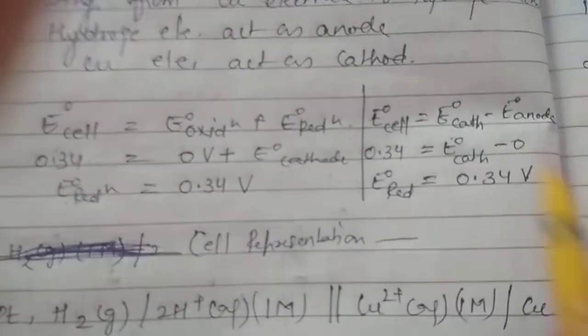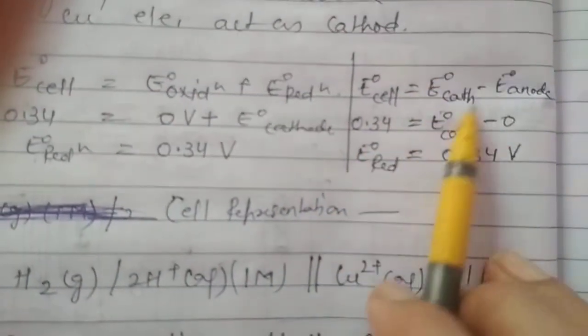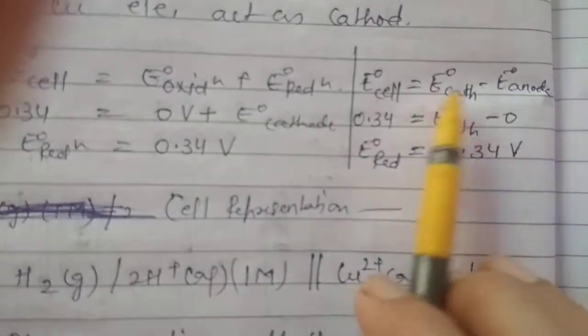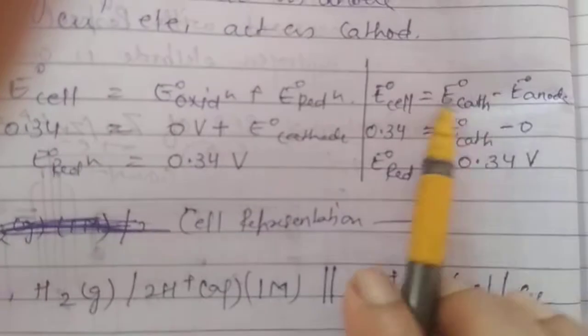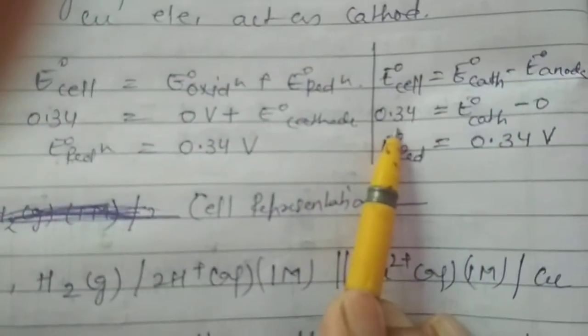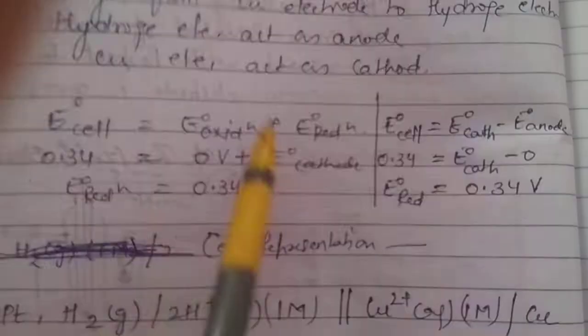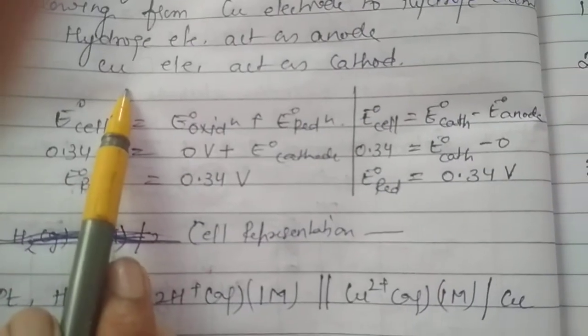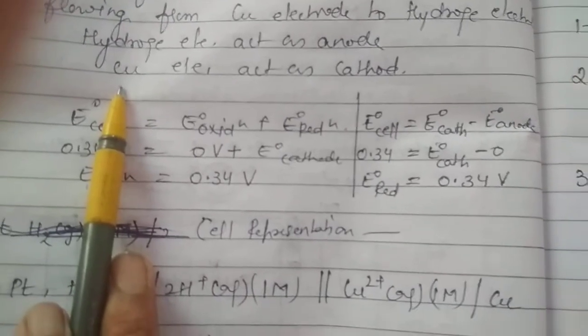In a similar manner, we use this formula, E naught cell is equal to E cathode minus E anode. Here we only use the reduction potential. From class 11th we are studying this. So the value of E naught cell is 0.34. E cathode we are to calculate because the copper is working like a cathode. The value of E anode, means reduction potential of hydrogen, is fixed as 0.